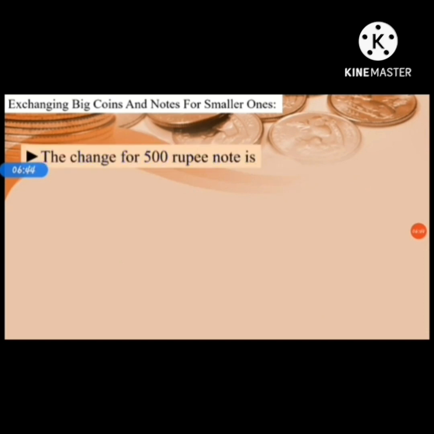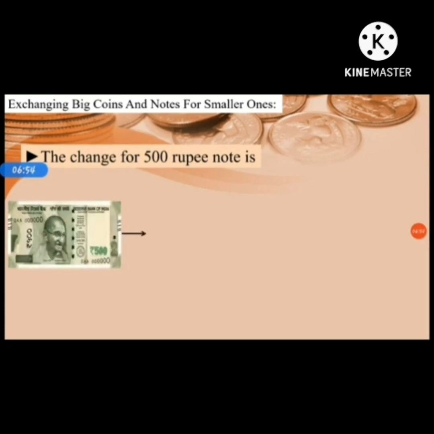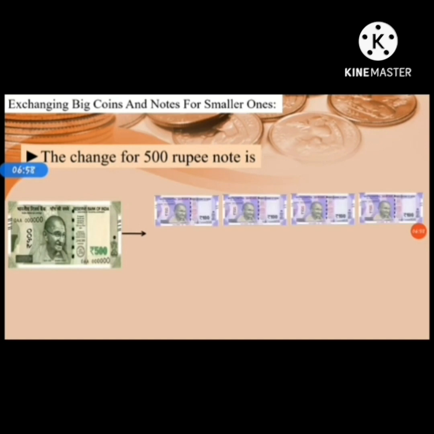exchanging big coins and notes for smaller ones. These are bigger notes. Now, how will we get change for a 500 rupee note? Let's see. Can you tell me this? It is very easy. Now see, 100 rupees. How many notes? 100 rupees.